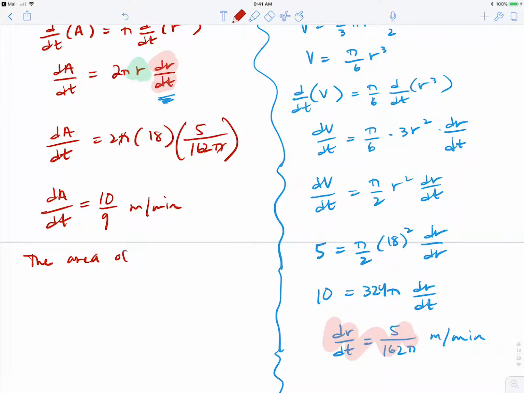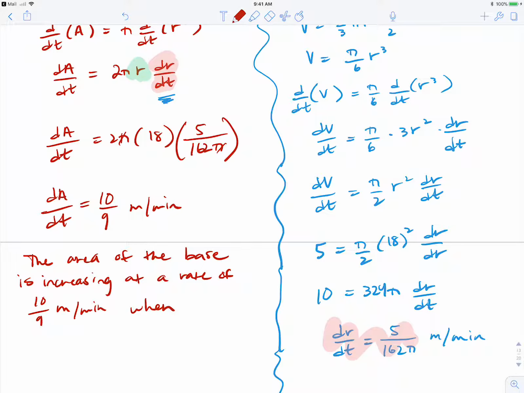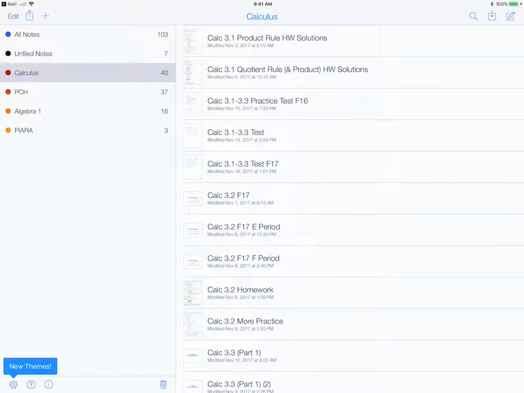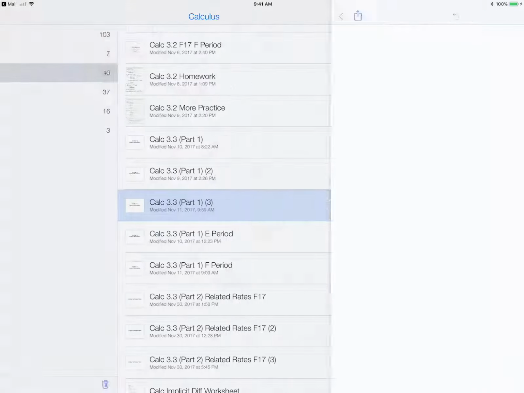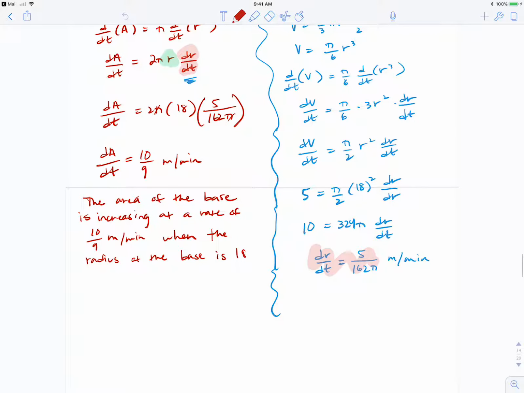So the area of the base of the sand pile is increasing at a rate of 10/9 meters per minute when, you can say when the height of the pile is 9 meters or when the radius of the base is 18 meters.